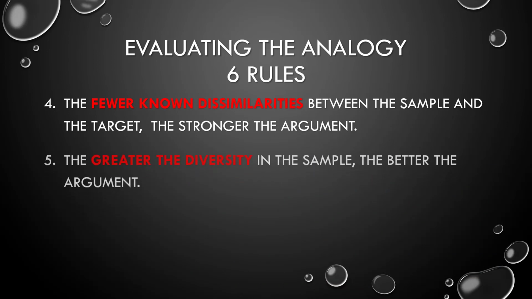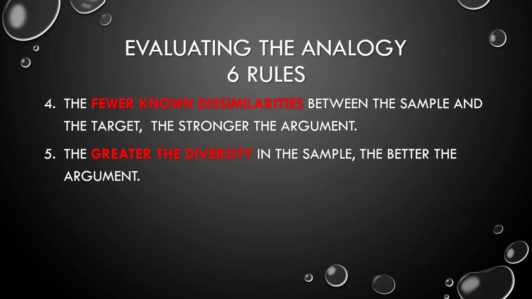The fifth rule is when considering a feature of the sample that we are unsure of in the target, the greater the diversity in the sample, the better the argument. So we want diversity. If we don't know, say, the engine size or the drive type in the target, we want a large diversity in the sample: straight drive, chain drive, different size engines. This gives a greater likelihood that the sample will be similar to the target population.